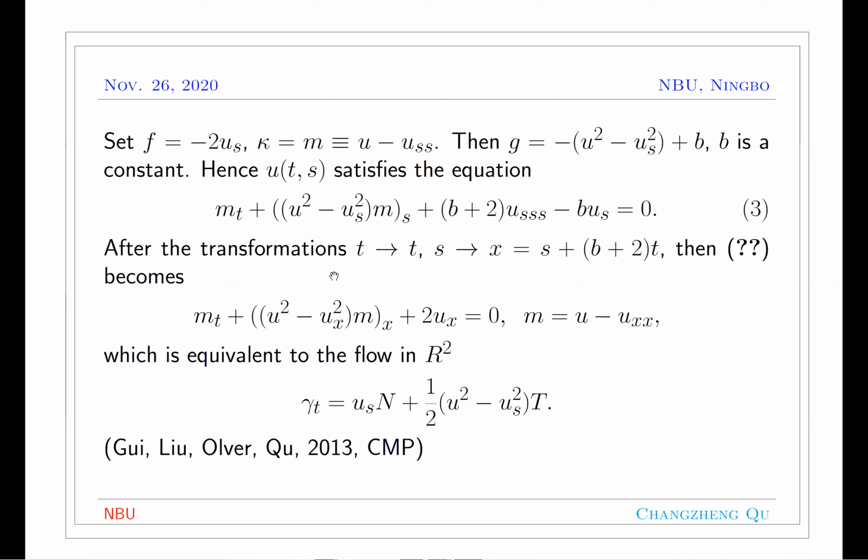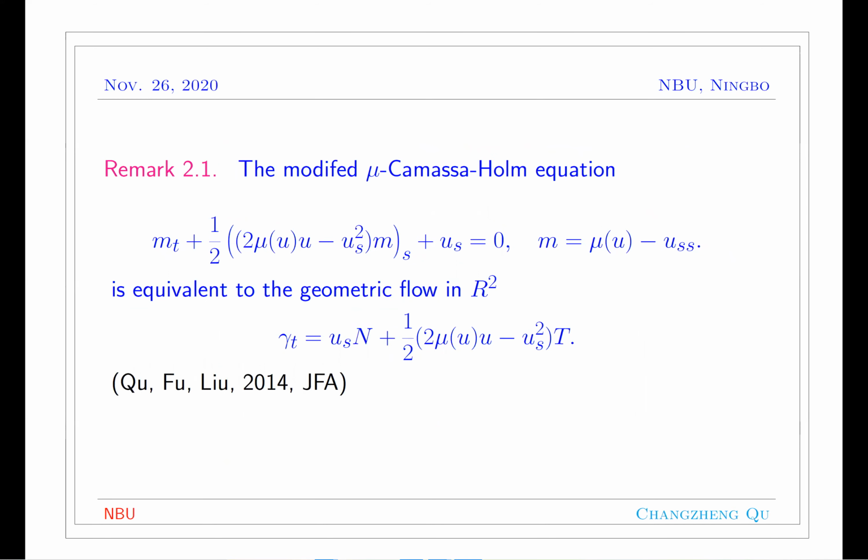That means the modified Camassa-Holm equation, including the weak first order term, is equivalent to the curve flows in Euclidean geometries. Also we can get the modified mu-Camassa-Holm equations of this form. Here mu(u) is the integral of u over the unit circle. That means the non-local modified mu-Camassa-Holm equation is the equivalent geometric flow of this flow.